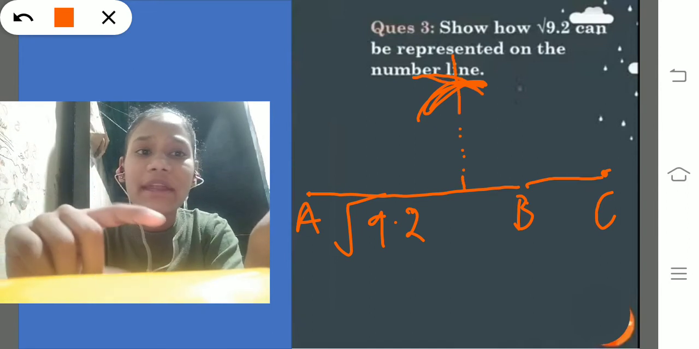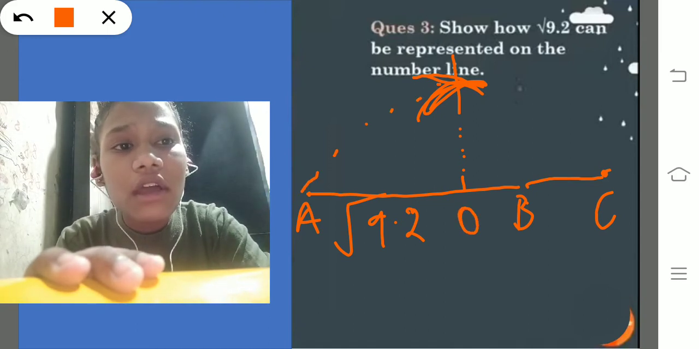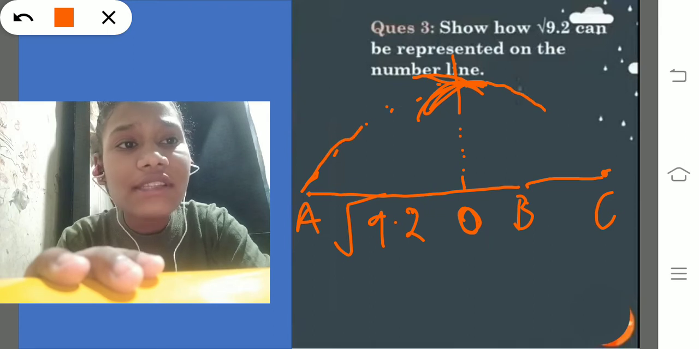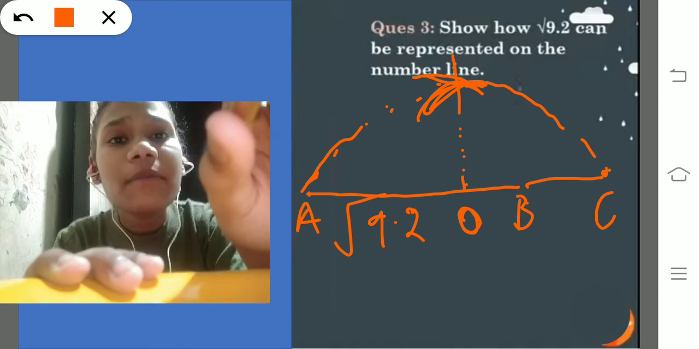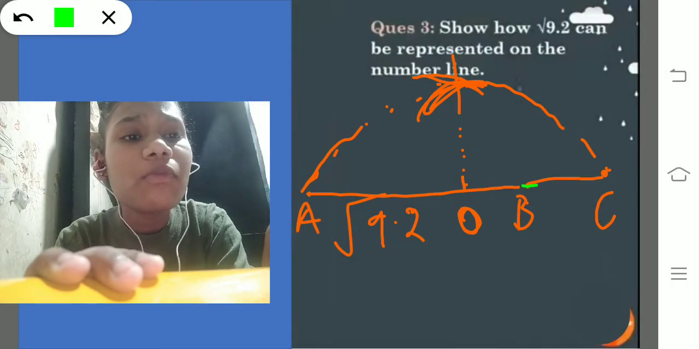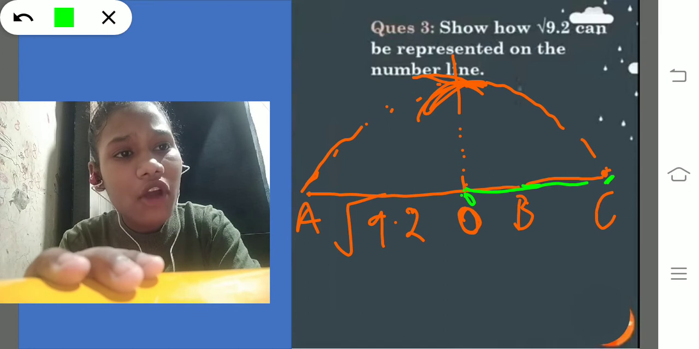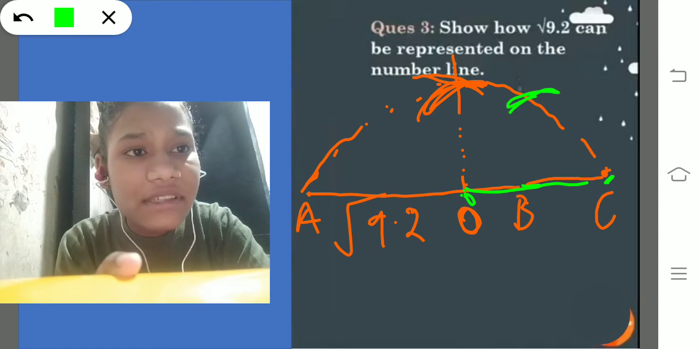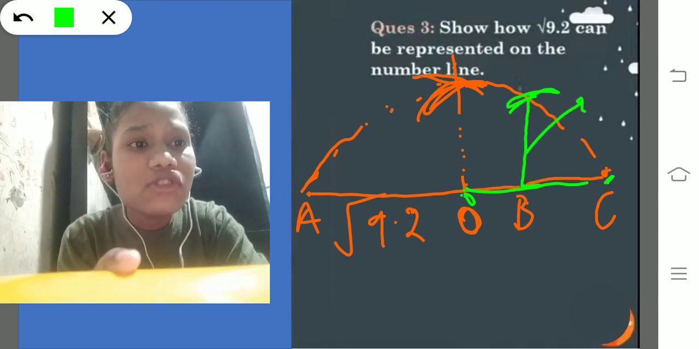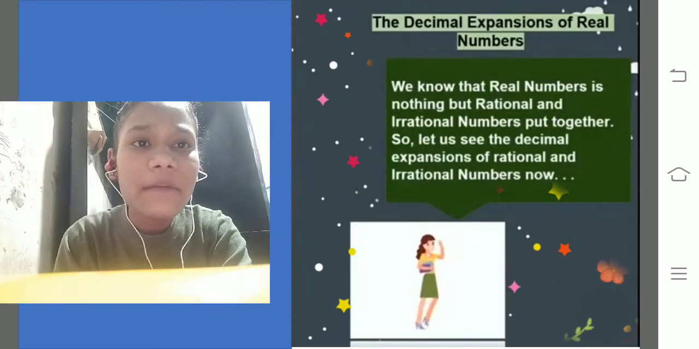Then you will form a perpendicular, and after that you will draw a semicircle by putting the compass on point O and drawing it to point C. Then you will measure the length from point B to point O, put the compass point on point C, and draw an arc on the upper side. Then you will join it, and by this you will form the answer, that is root 9.2. So this is the answer.